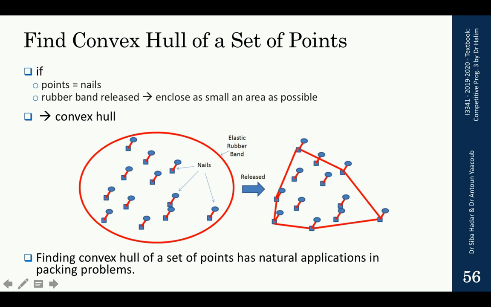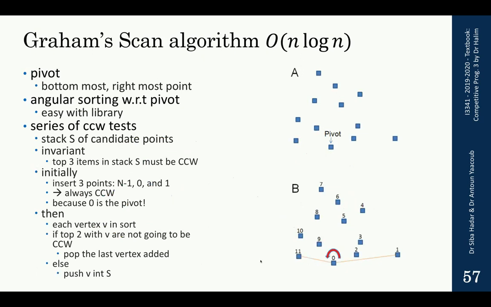So finding the convex hull of a set of points has natural applications in packing problems. If you want to pack a product, you want the box to contain the product, but you don't want the box to be wasting space around the product. So this is a common application in geometry problems, and most probably if you have a problem it will be about convex hull. So let's explain the easy algorithm to resolve this problem.